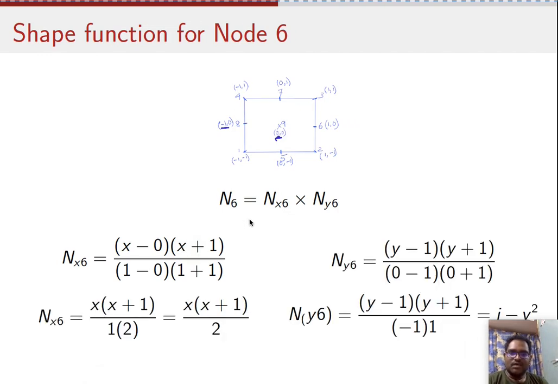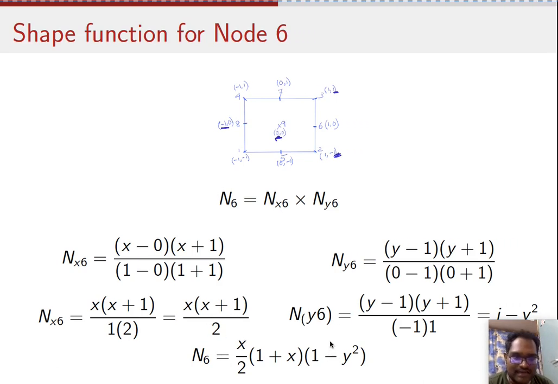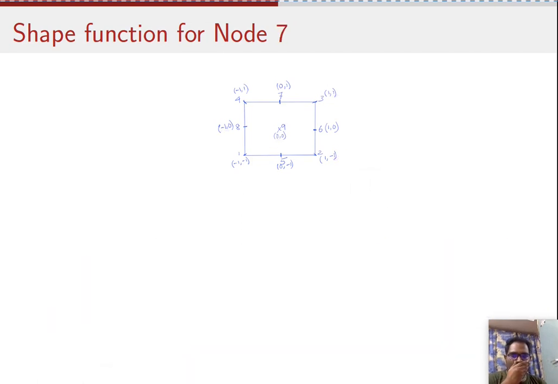Similarly, in the y direction, again we'll have two terms to be considered. We are looking into the sixth node, so obviously you'll be ending up with the terms 1 and -1. So you'll be having y minus 1, y minus of -1, which is y plus 1 over here. So now we can find out what is the value of your n6. Just multiply these two terms, we'll be getting the answers directly. So similarly, you can find out the shape function for the other nodes.